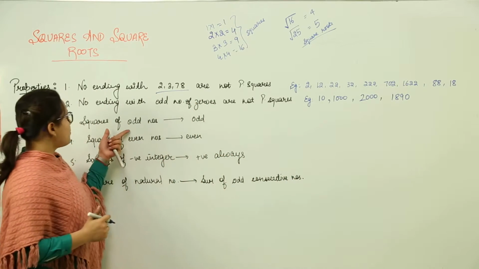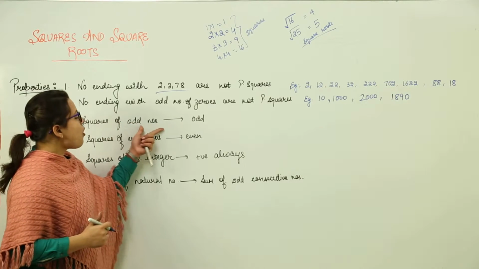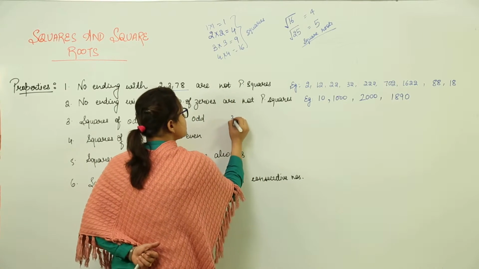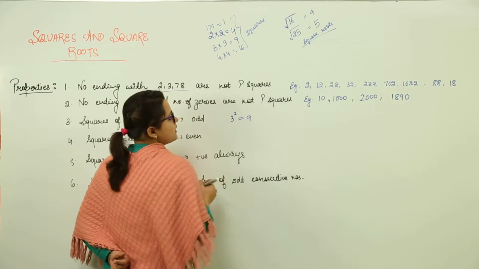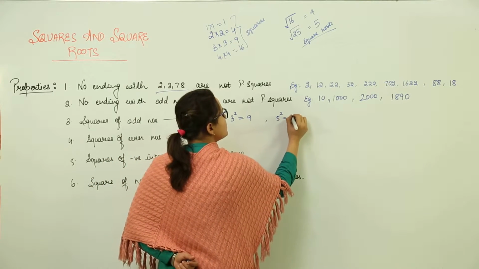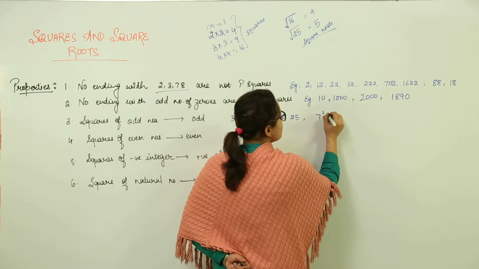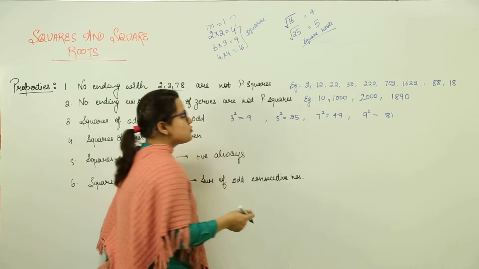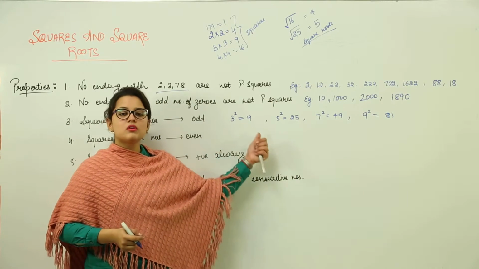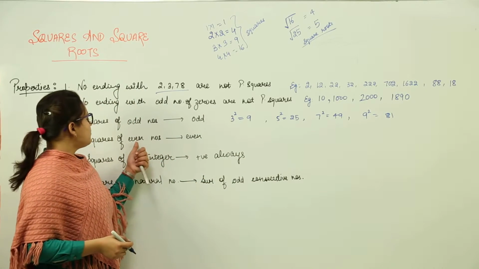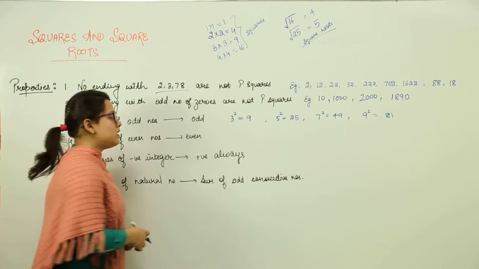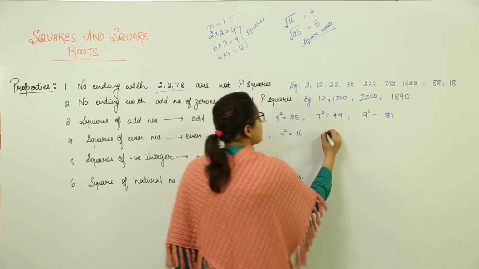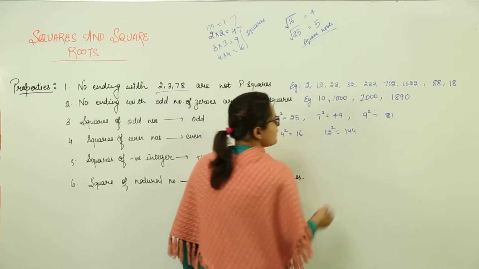Let us move on to the third property. The third property says that squares of odd numbers are always odd. This we have already checked earlier in the above examples. What is the square of 3? 3 is an odd number. It is 9. What is the square of 5? This is 25. What is the square of 7? This is 49. Square of 9 is 81, right? And so on. That means the squares of odd numbers are always odd. What about the even numbers? The square of even numbers will always remain even. For example, 2 squared is 4, 4 squared is 16, 12 squared is 144, and so on.